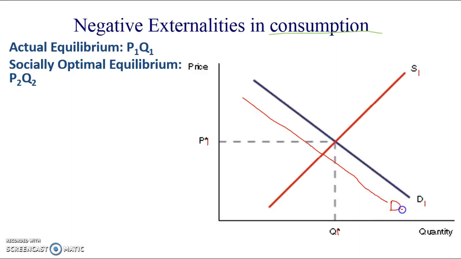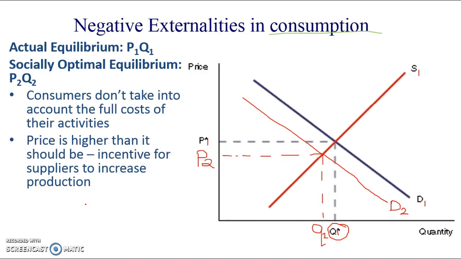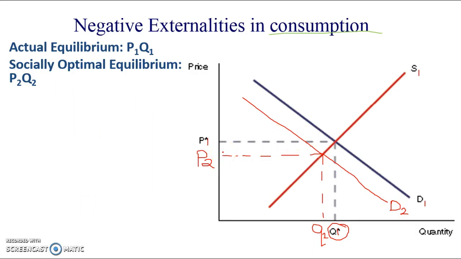There'd be a lower amount of demand. Okay, so we're going to get the kind of same picture, that Q2 is to the left of Q1. So we can see overproduction here, too much production. But in this case, we're going to see that the price is actually, sorry, I've just previewed some of that. The price is actually going to be higher than it should be.